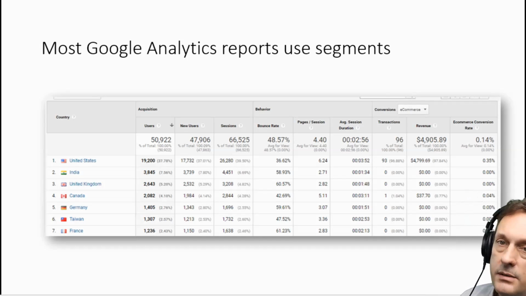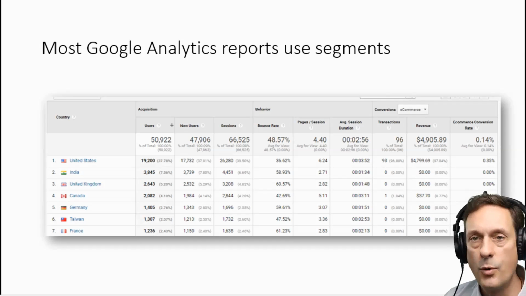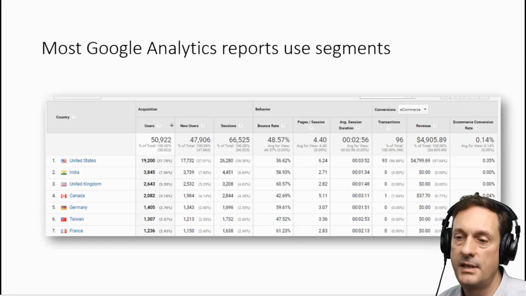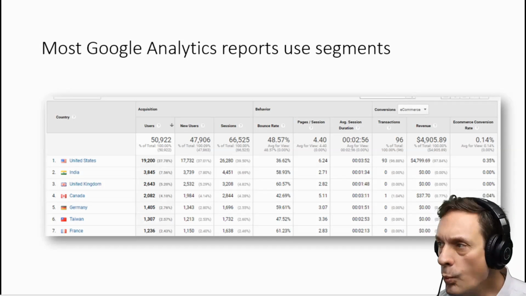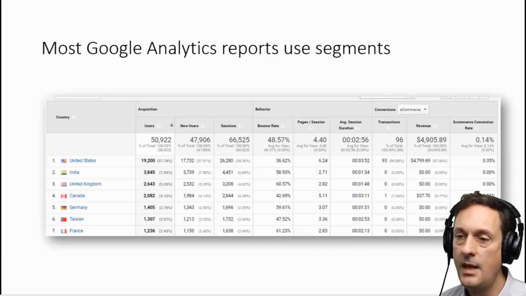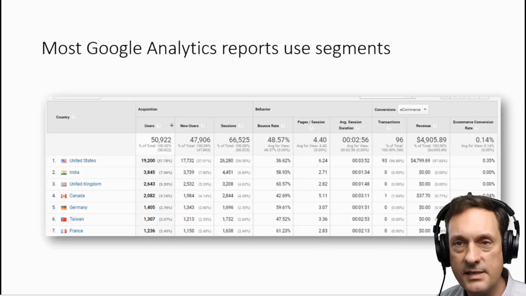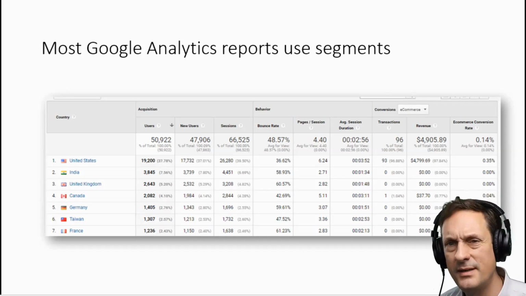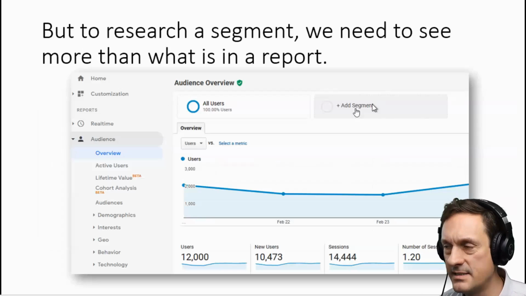But we don't want to be stuck in report world. We don't want to be stuck just in using reports for segmentation. We want to be able to see segments wherever we want to see them. And luckily, Google lets us do this very easily. Now, this is a little bit of a special feature of Google Analytics. It's called adding a segment.